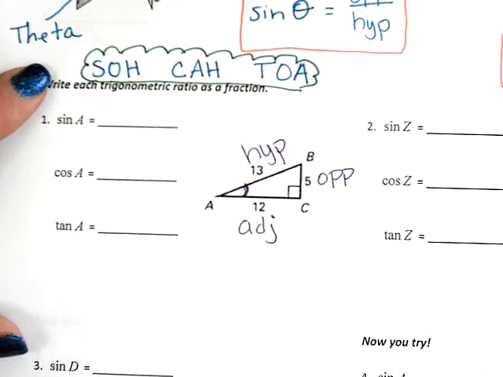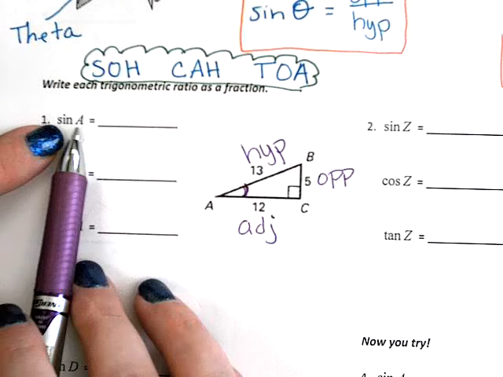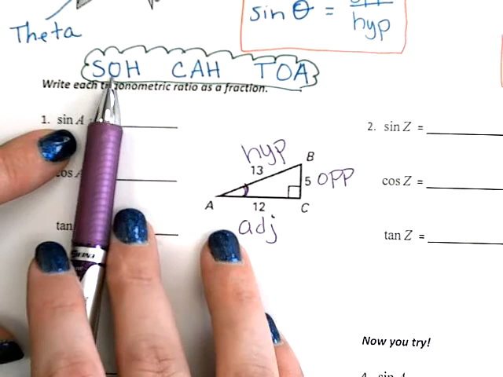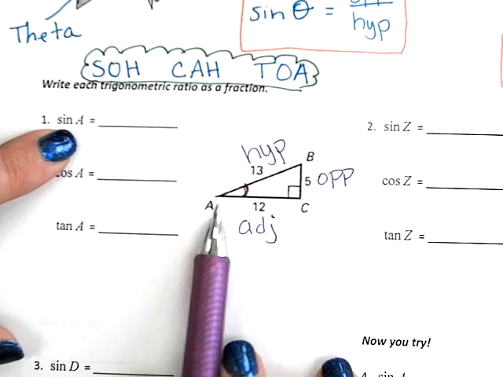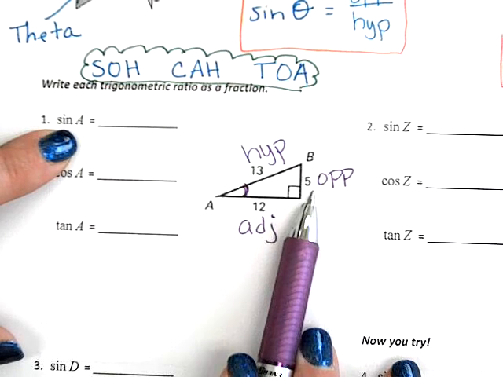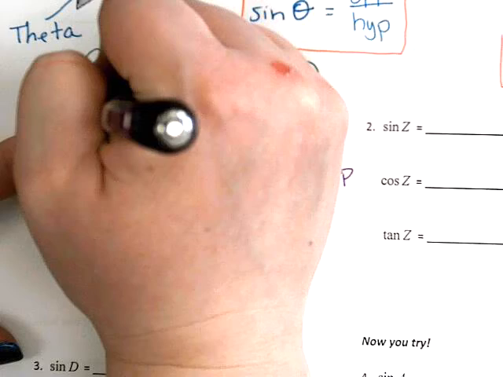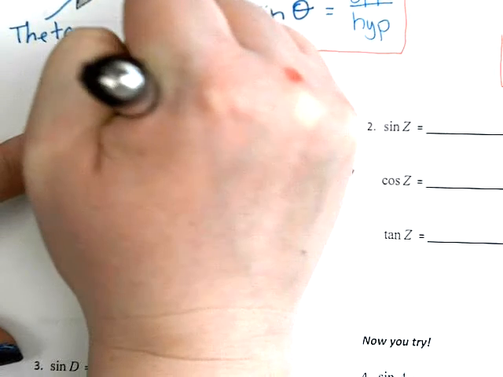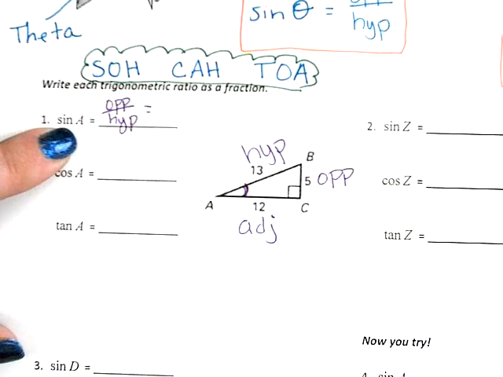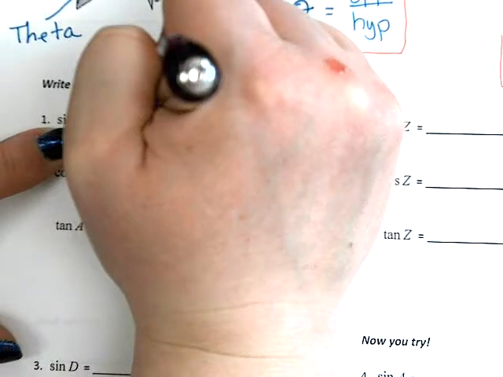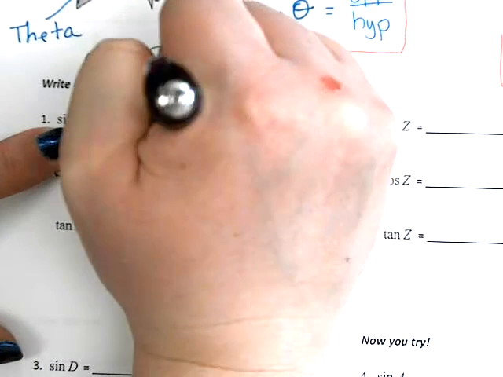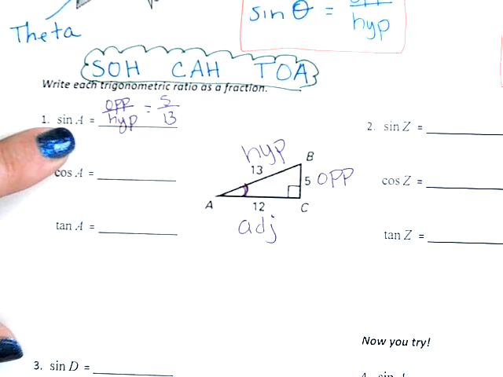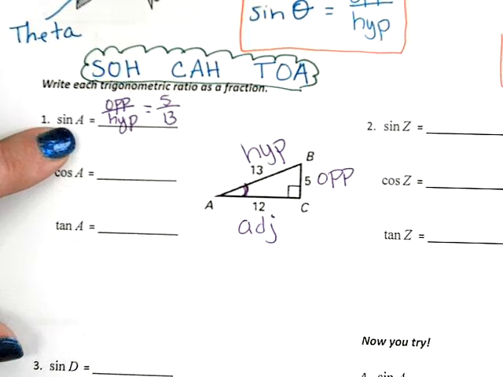Now I just use SOHCAHTOA. So the sine of A is equal to the opposite over the hypotenuse. I'm actually going to write it out really quick, opposite over hypotenuse, just since we're doing this the first time. The opposite is 5 and the hypotenuse is 13. That's it. If we could simplify it, we would, but there's nothing to simplify.